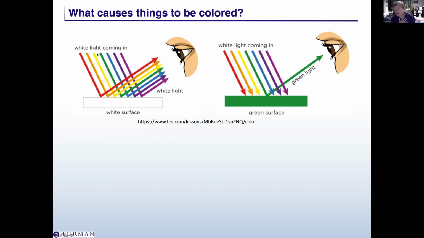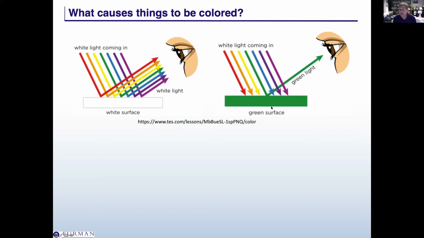So in the room that you're probably sitting in, if you looked at the lights, you'd probably say, yeah, those are white lights. Sun, mostly white light. So all of the colors of the rainbow. And so if you have a white surface and that light comes in, it reflects every color of the rainbow. So your eye sees it all and sees white.